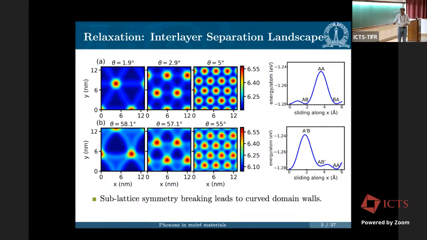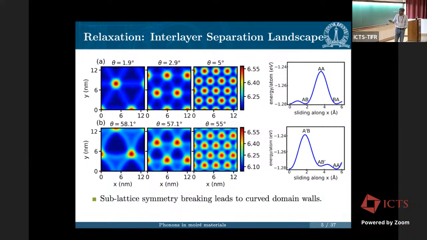And this can have some interesting consequences. If you make these domain walls curved enough, at some point you would think that because these cost energy, the system might reconstruct. That doesn't seem to happen in many systems over here, but I think if you tune strain and so on, you can probably make a moire reconstruction happen in these systems.